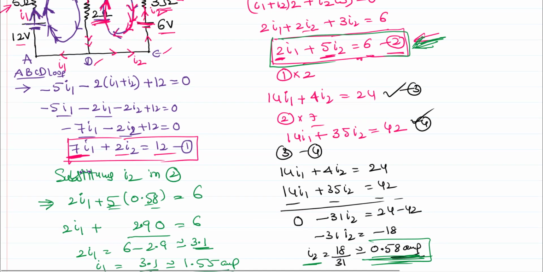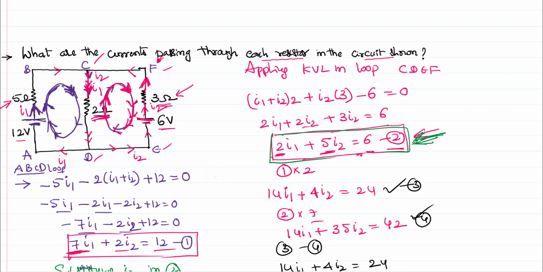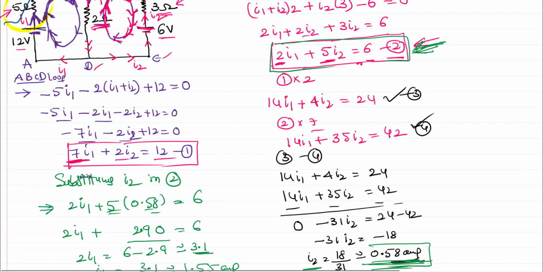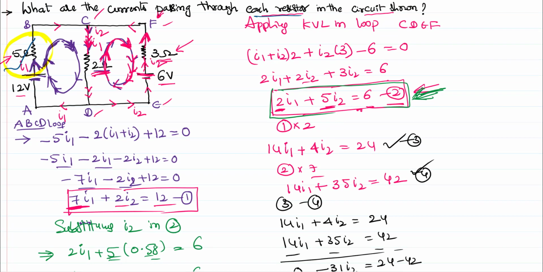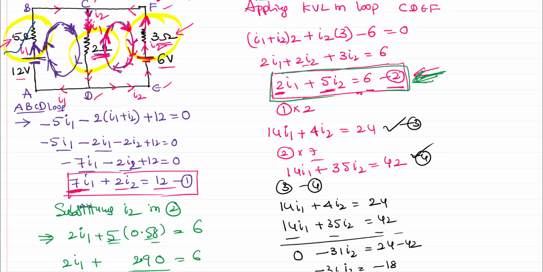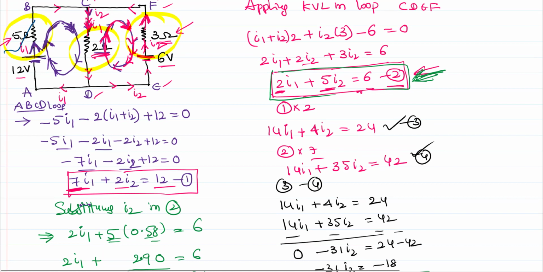So I got the values of both I1 and I2. Our basic aim in this problem is to calculate the current passing through each resistor, right? I1 is the current passing through this one, and its value is approximately 1.55 ampere. The current passing through the 3 ohms, I have already calculated as 0.58. Now the current passing through the third resistor, 2 ohms, has to be calculated. The current passing through that is the summation of these two, because they are in the same direction, so we shall be adding them up.